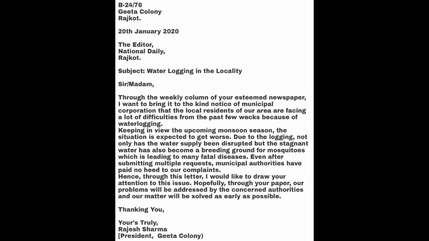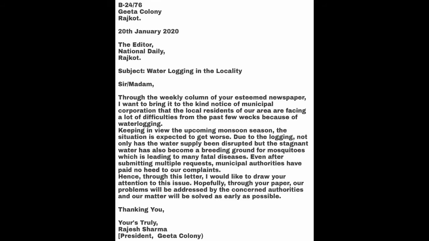After that, the writer of the letter is giving, in the main paragraph, the basic information about the same: that keeping in view the upcoming monsoon season, the situation is expected to get worse, right? So in other seasons, if there is waterlogging, that problem is there in the locality, so we can imagine how much more difficult it would be in the monsoon season. So here the writer of the letter, we can see, is yours truly Rajesh Sharma.